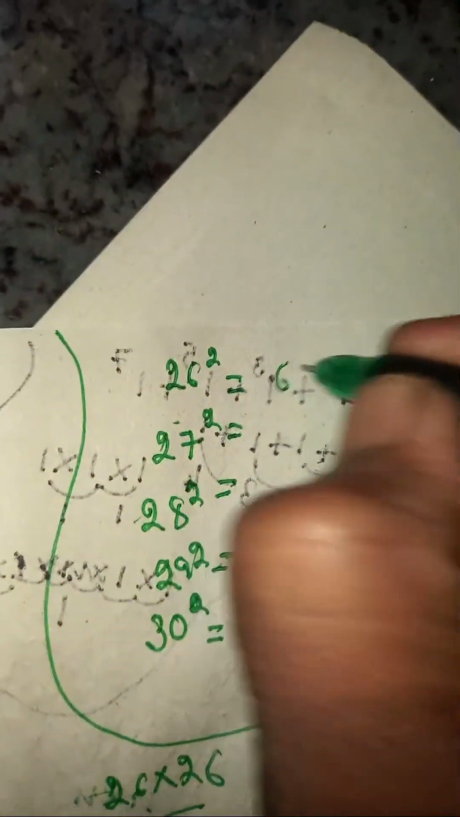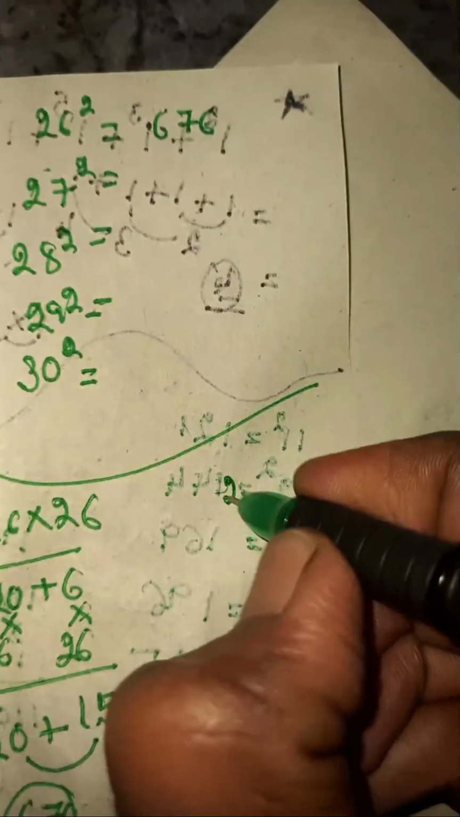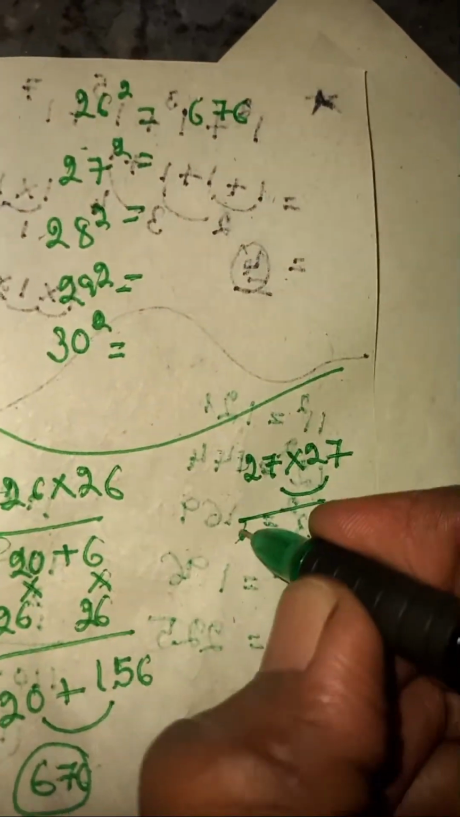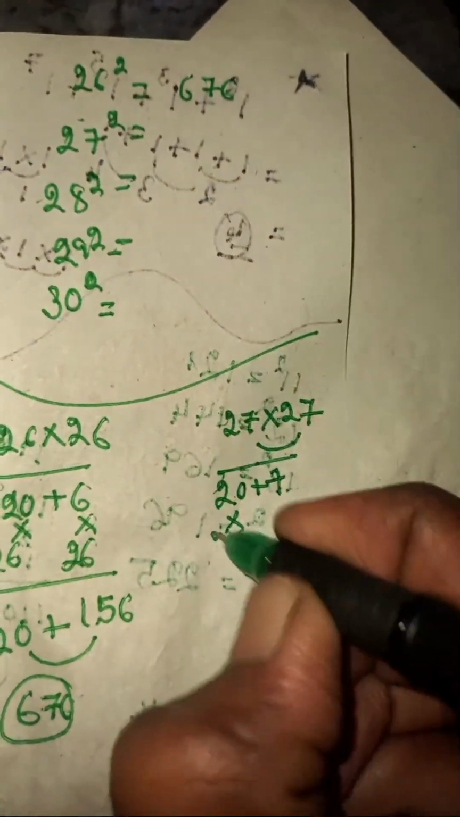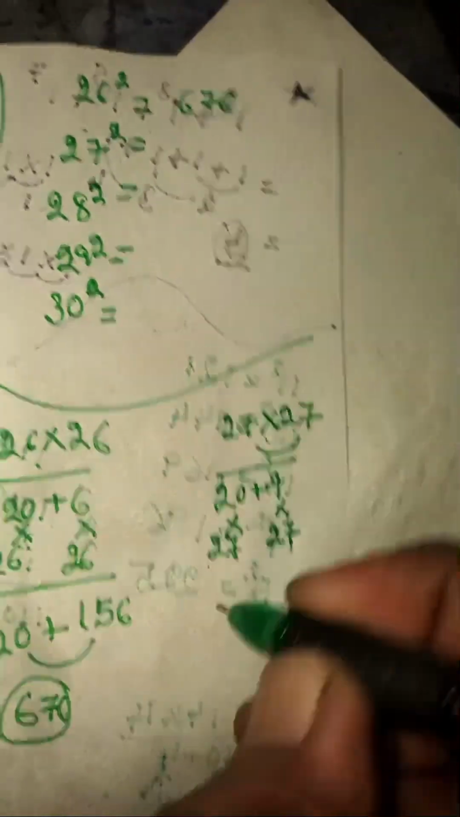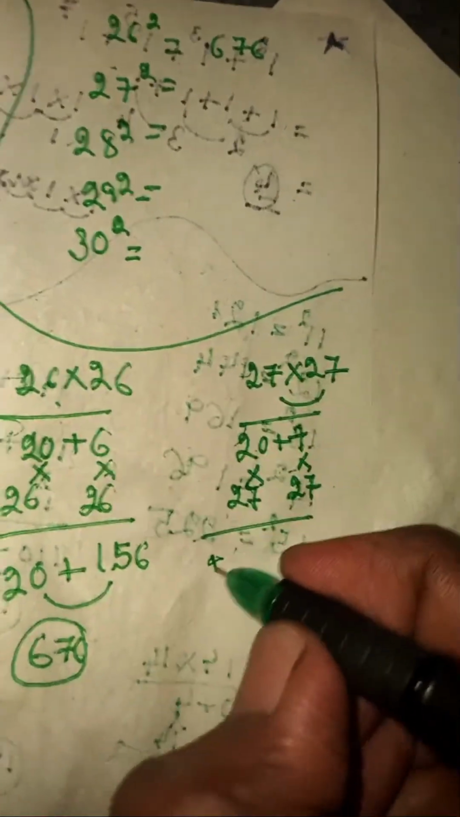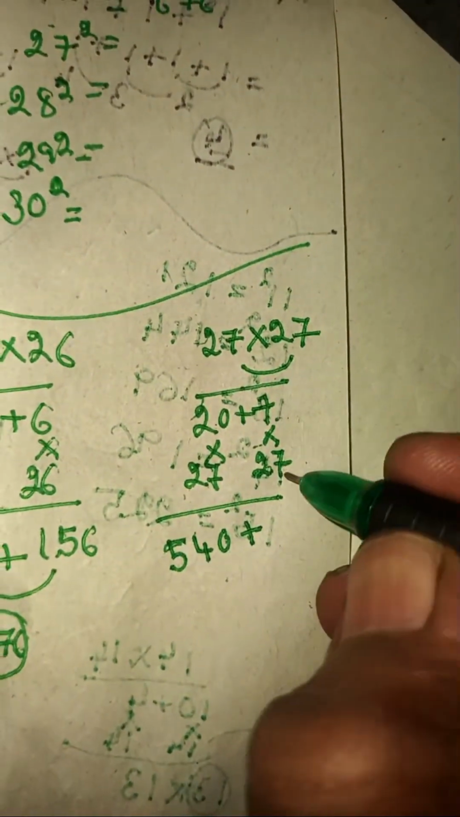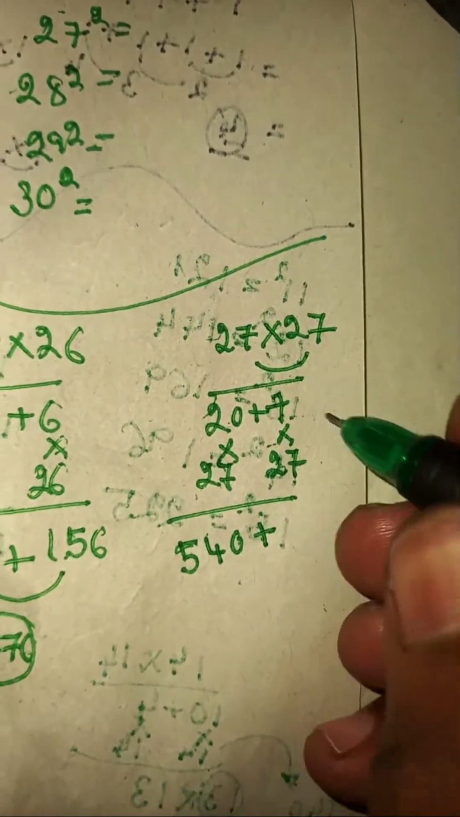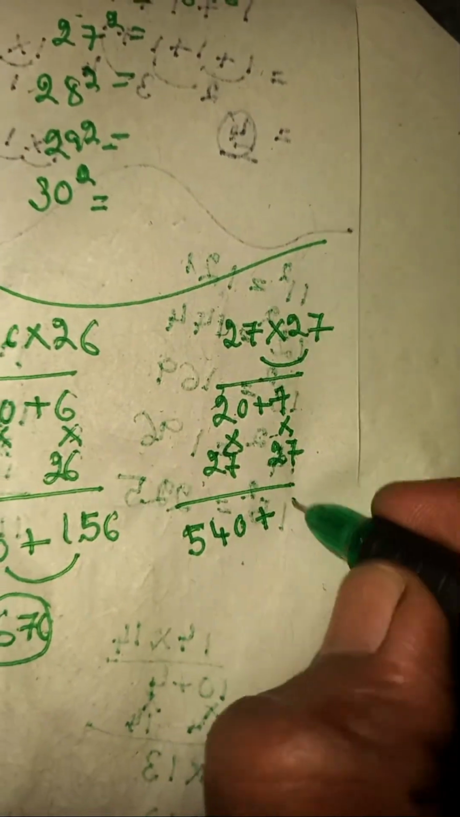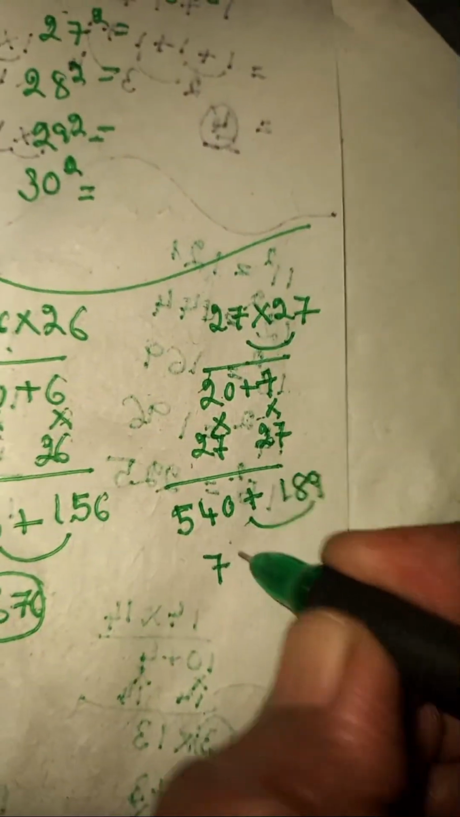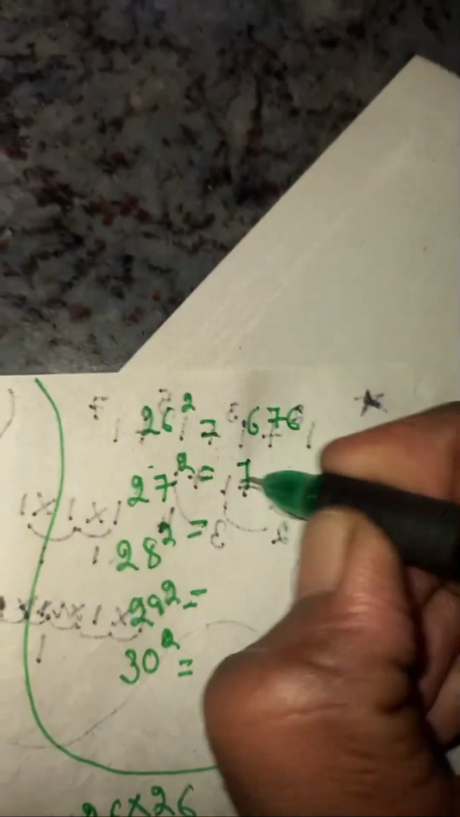This is equal to 26 square, 676. And 27 square, which is 27 times 27. Here also split it, 20 plus 7 times 27. Here also 27 you multiply. 27 times 2 is 54, with 0 it is 540. 27 times 7 is 189. When you add them both, you're going to get 729. So it is 27 square, 729.